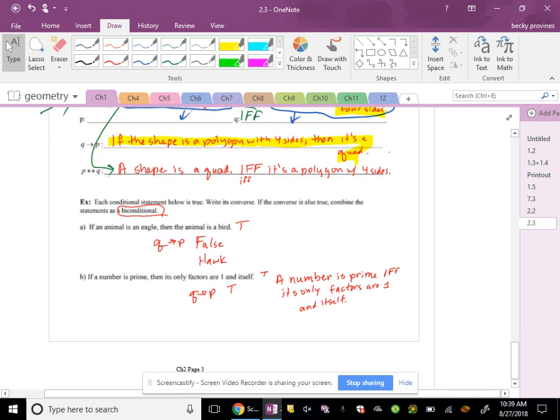Okay, we're almost finished. Two more. If an animal's an eagle, then the animal's a bird. Okay, that's true. All eagles are birds. Now let's flip it. If the animal is a bird, then it is an eagle. Think about this. Are all birds eagles? And I hope you're saying no. All birds are not eagles.